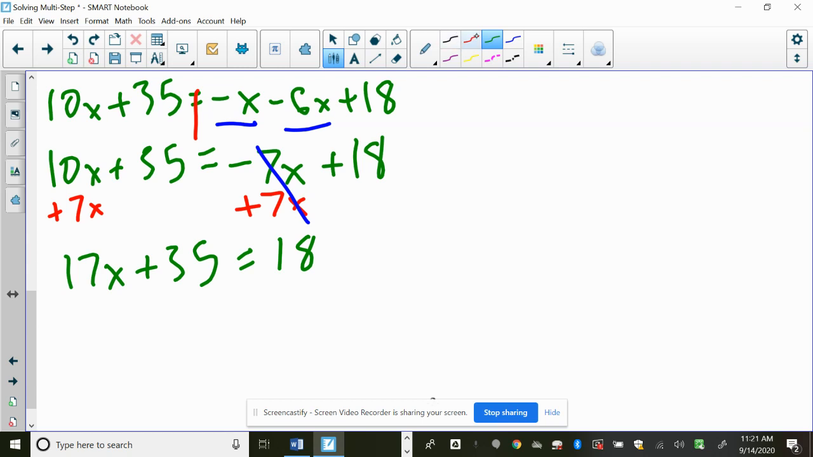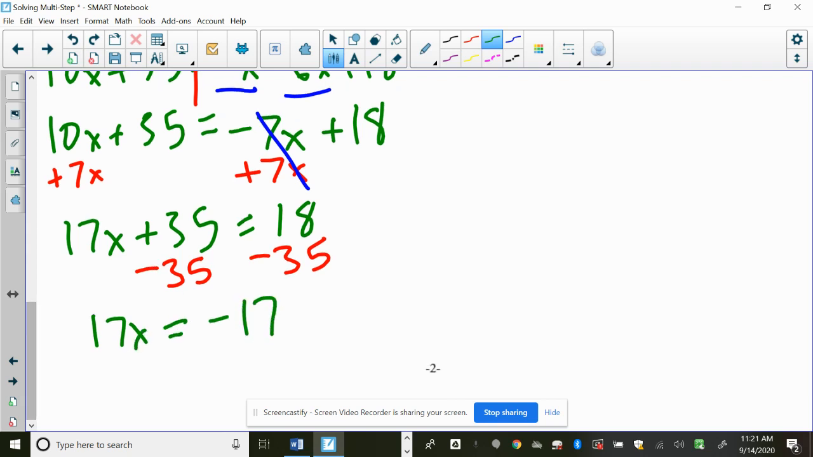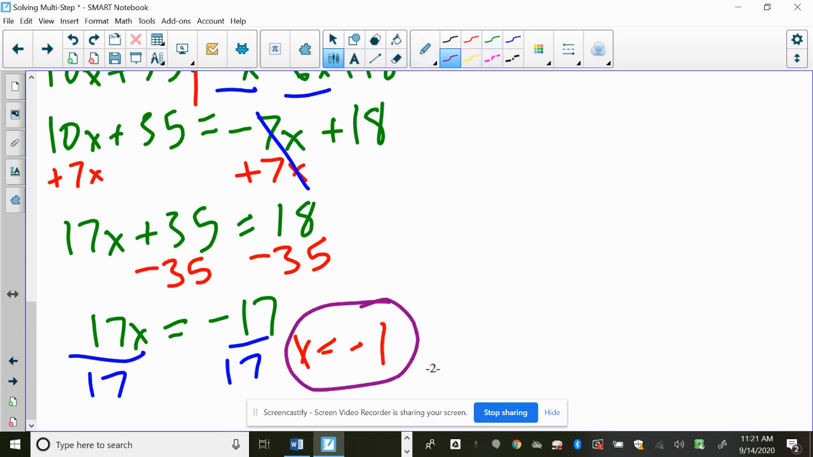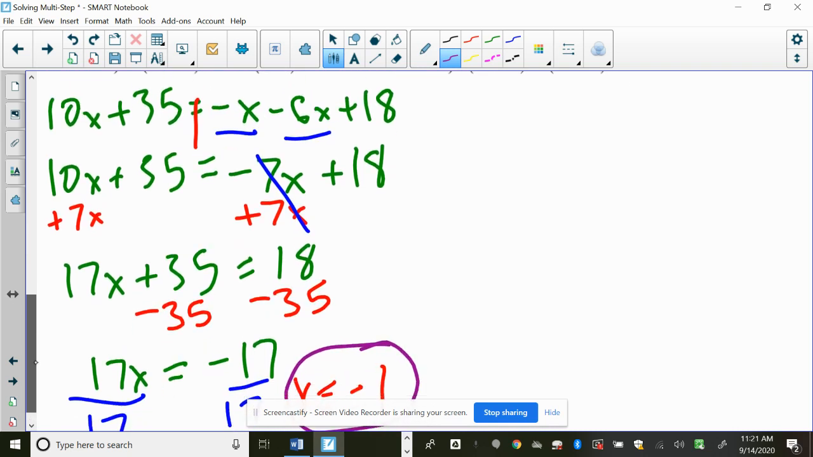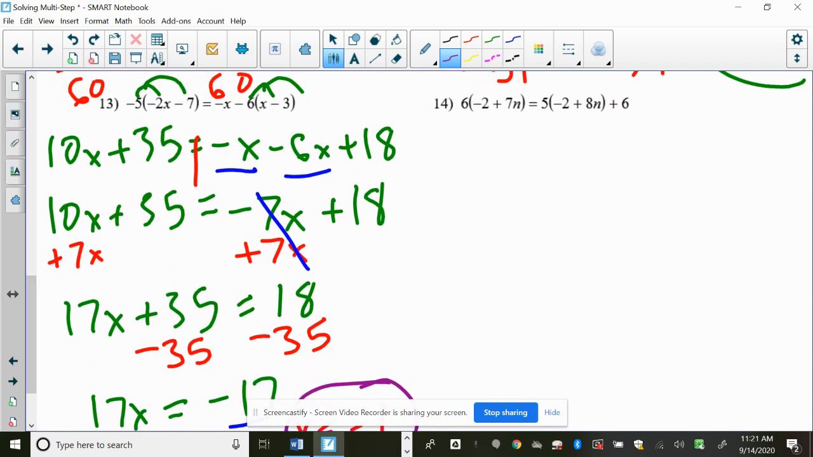Okay, now we keep going. We're trying to solve for x. We can subtract 35 on both sides. So now we have 17x equals negative 17. Last step, get rid of the 17 in front. Divide both by 17. So we get x equals negative 17 divided by 17, negative 1. X equals negative 1. All right, put it all together, guys. Why don't you guys try to do 14, and then we'll check our work after.